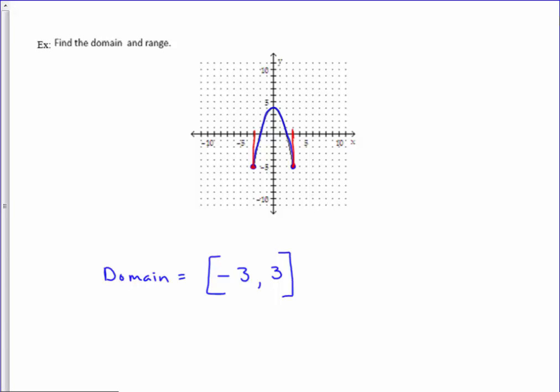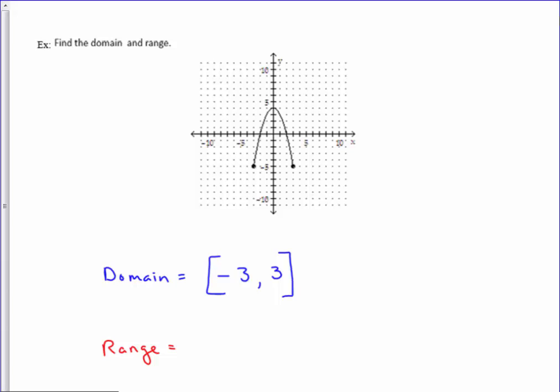Now, for the range, let me erase what I've done for the domain. For the range, we will look at y values. We want to determine what is the lowest y value and what is the highest y value. Be careful because the two endpoints of your graph don't always necessarily determine your domain and range. It did for the domain in this case because the two endpoints were the furthest to the left and the furthest to the right that the graph extended.